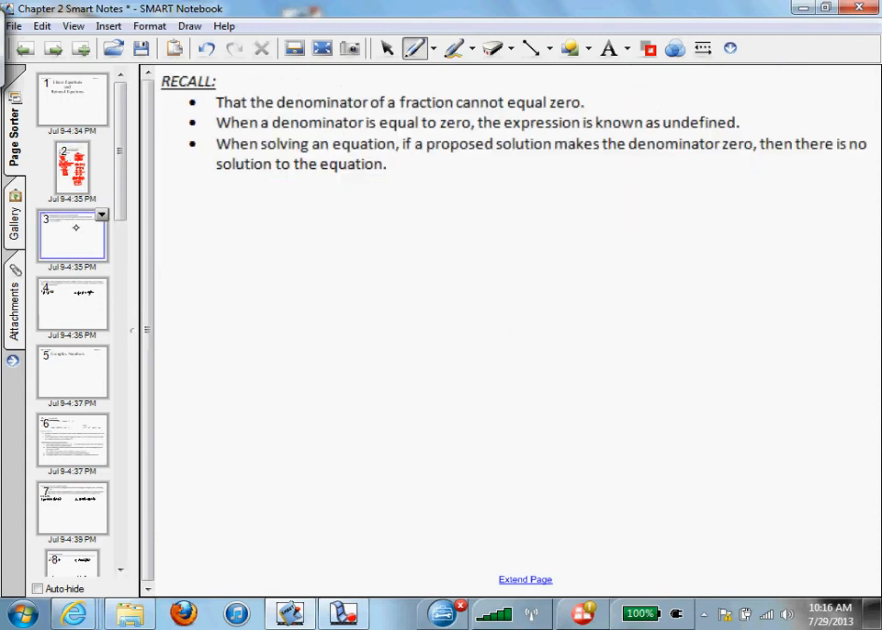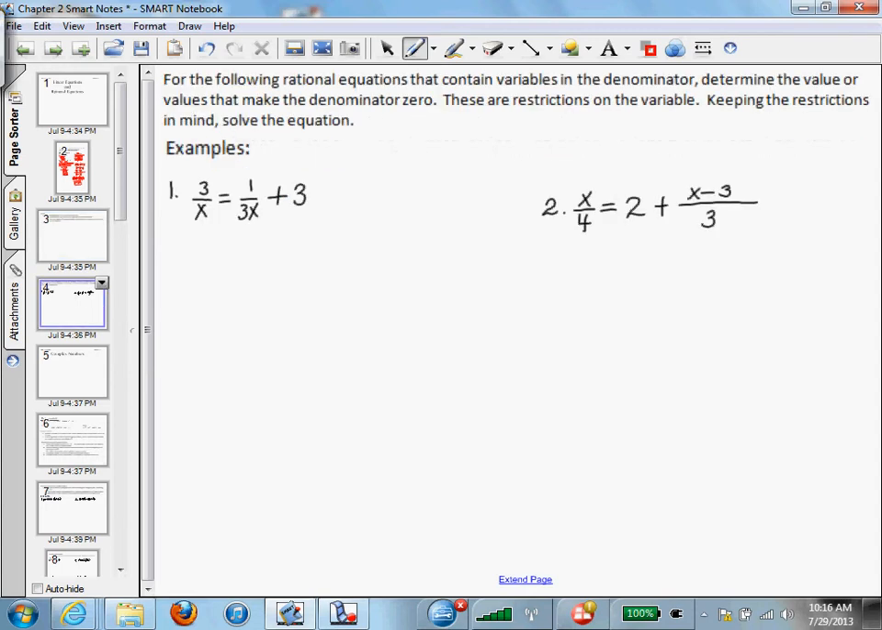Okay? So recall that the denominator of a fraction cannot equal 0. When a denominator is equal to 0, the expression is known as undefined. When solving an equation, if a proposed solution makes the denominator 0, then there is no solution to the equation. So let's take a look at these two examples. We have 3 over x equals 1 over 3x plus 3.